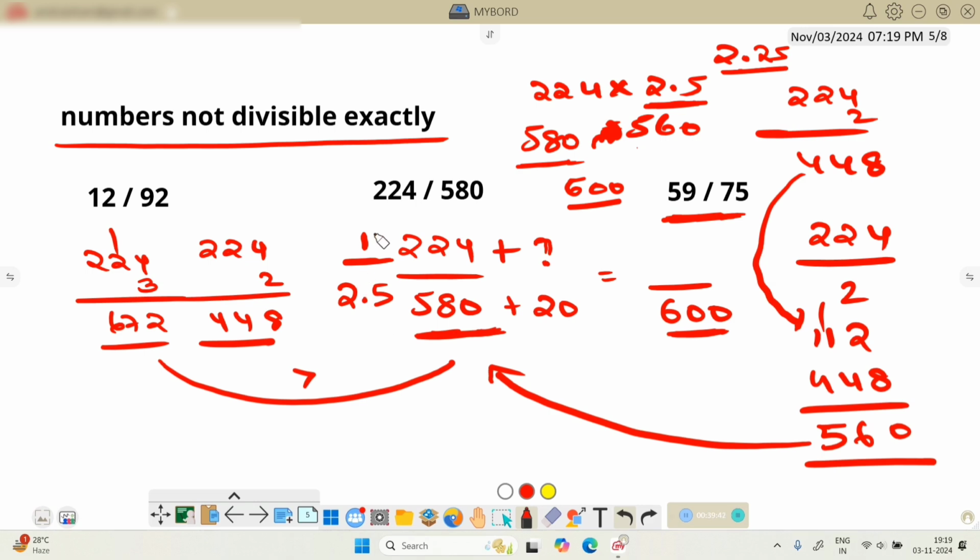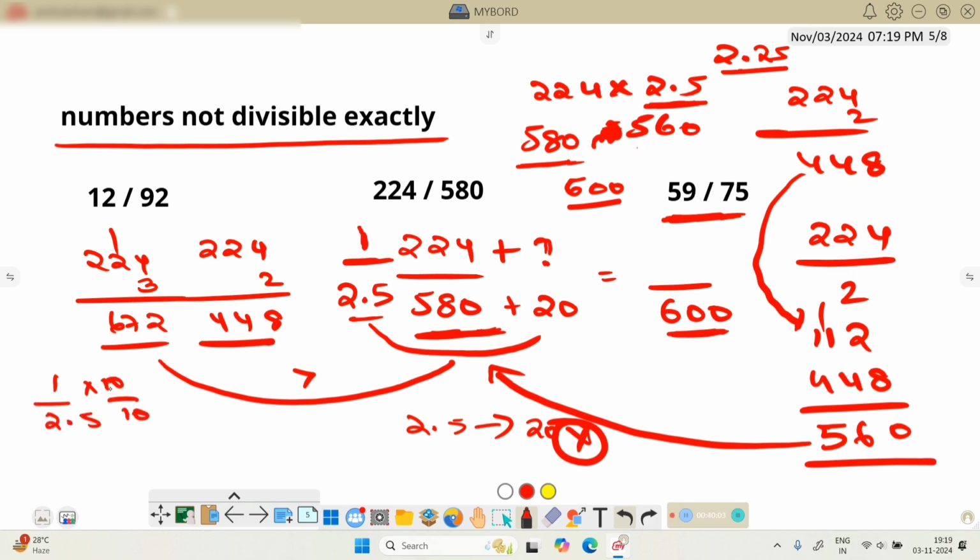So here for 1 by 2.5, you should not directly take the ratio 2.5 parts is equal to 20. You should not take like that. Okay, so now here it's in decimal form, you just convert it into the normal form. That means you take into 10 by 10. Okay, 1 by 2.5 into 10 by 10, then you will get 10 by 25. You just simply cut this number with 5. 5 twos are 10, 5 fives are 25. Here the ratio will be 2 by 5.